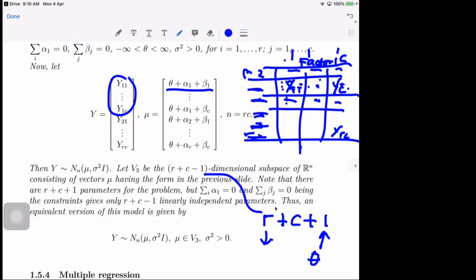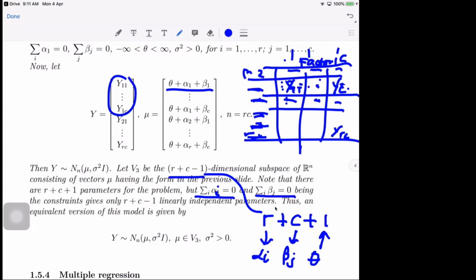So this is the number of rows, which is your different alphas, and this is the number of columns, which is your betas, no? Plus 1 will be for the theta. Now, why is this R plus C minus 1? Because in ANOVA, usually you will have constraints set on alpha i and beta j. These constraints will make your estimators distinct or defined.